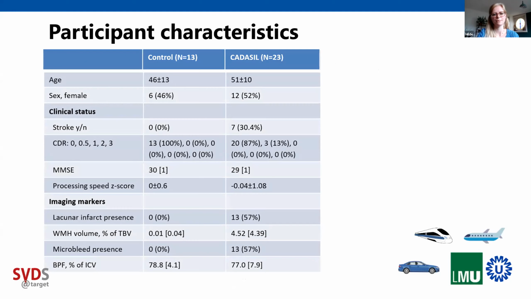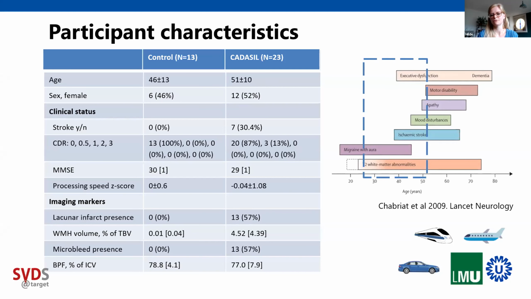But for the sake of time, I'd only like to point out that age and sex were mostly similar between the groups. And if we look at disease severity of our CADASIL cohort, we see that all of them had T2 white matter abnormalities, but not all of them had ischemic stroke or mood disturbances or cognitive problems. So they position somewhere in that blue square.